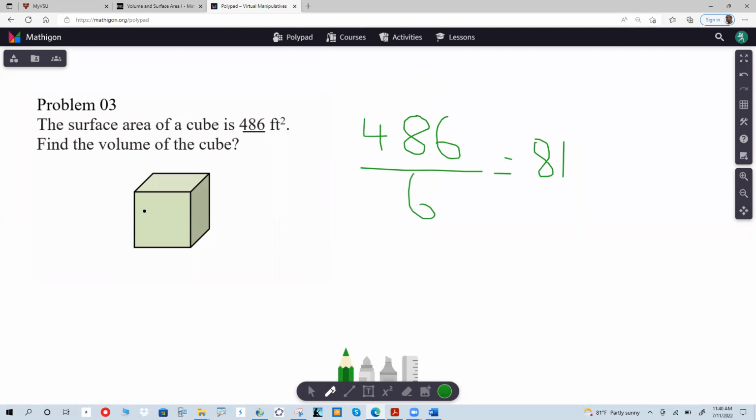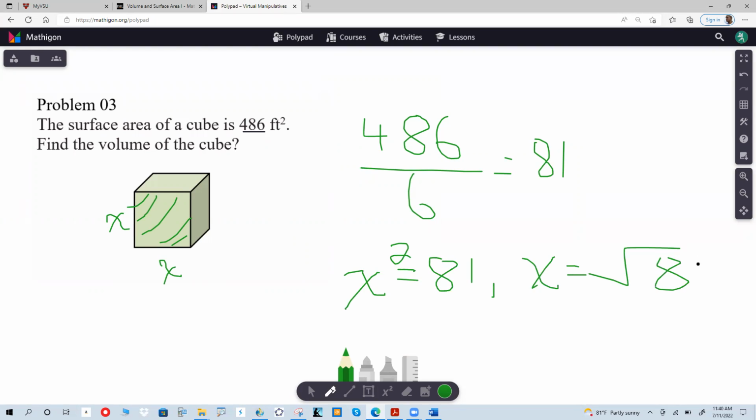Now, that tells me this square has an area of 81. Just call this edge x, this edge x. Then you can set up this equation. X squared is 81, and x is the square root of 81, which is 9. So this is how we can find out each edge is 9.